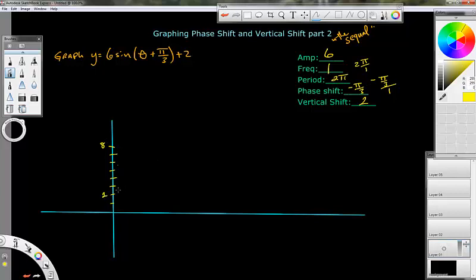Our amplitude is going to go from this midline up 6 and down 6. Okay? So I'm actually going to continue this. This will be 1, 0, negative 1, negative 2, negative 3, negative 4. So it's 6 units. I'm going to delete this. It's 6 units here and 6 units here. And that's how that works.